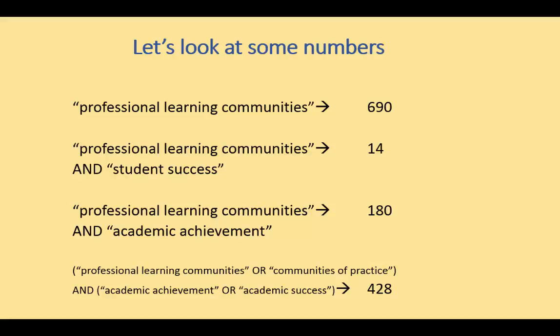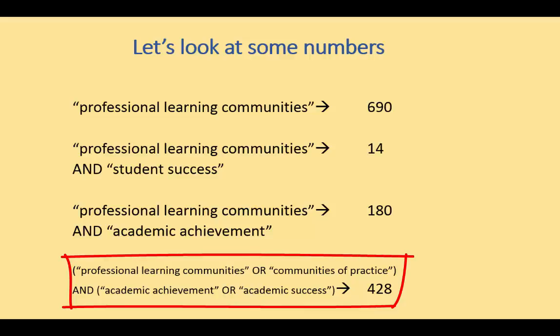Here are some numbers representing the results I retrieved when I tried various keyword searches in the ERIC database. When I searched the broad topic Professional Learning Communities, I retrieved nearly 700 results. When I added the keyword Student Success to represent a second concept, I retrieved only 14 results. When I changed the term Student Success to a synonymous term from the ERIC thesaurus, Academic Achievement, I retrieved 180 results. And finally, when I did a comprehensive Boolean search, I retrieved over 400 results.